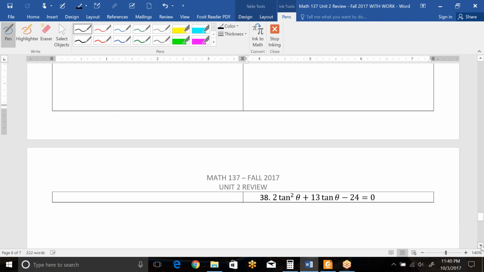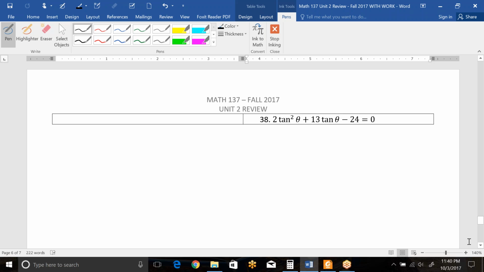And then that leads us to our very last problem on the review. Woohoo! So this one, I'm not sure if it's factorable or not. We can double check real quick. 2 times -24 is -48. 1 and 48, 2 and 24, 3 and 16. Yes, this one is factorable, so I'm going to factor it with a -3 and a +16 will make the 13 in the middle. And again, you could use quadratic formula if you want.